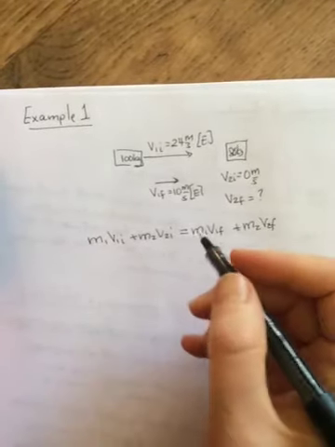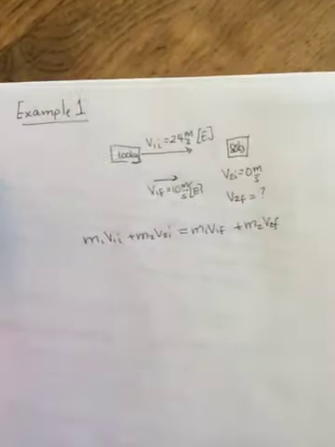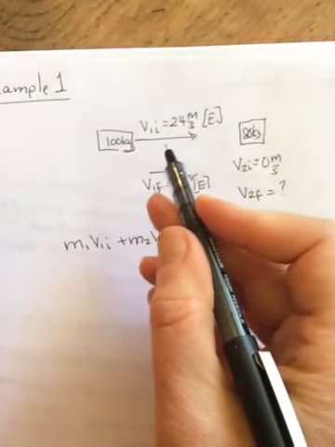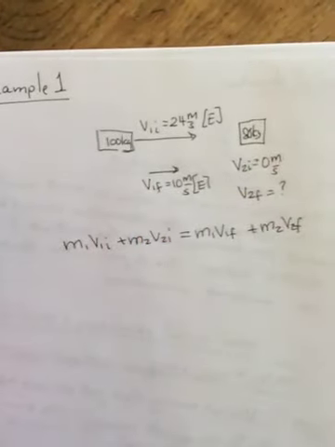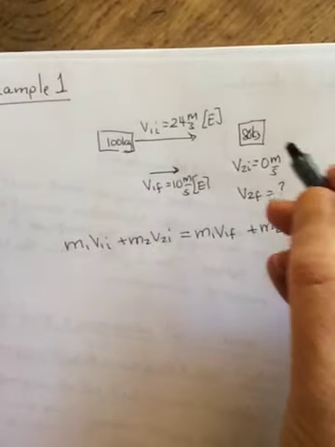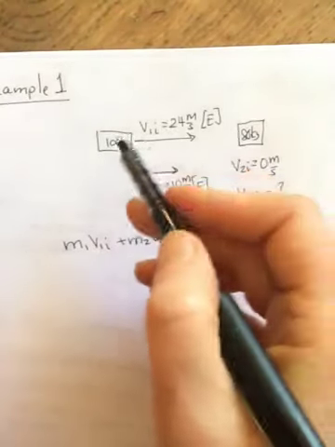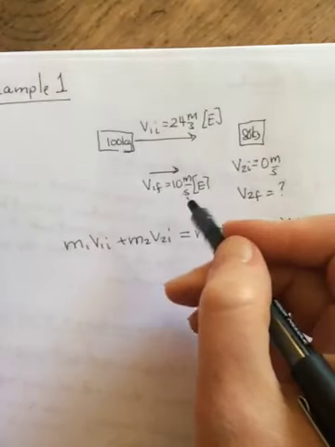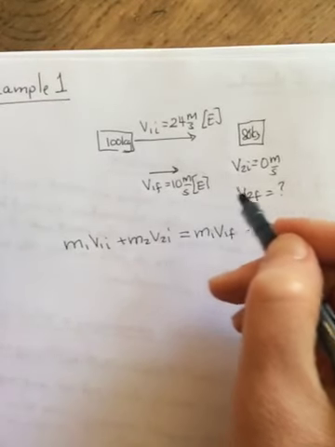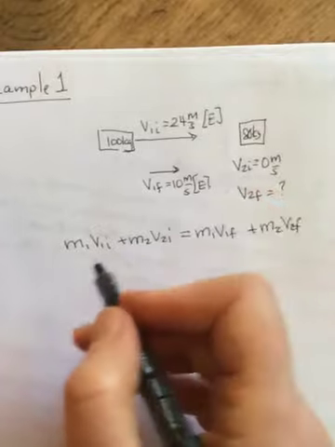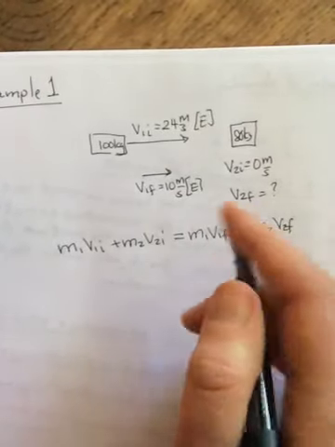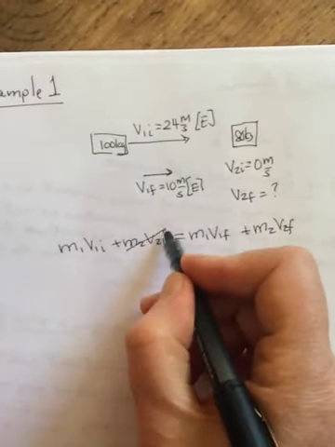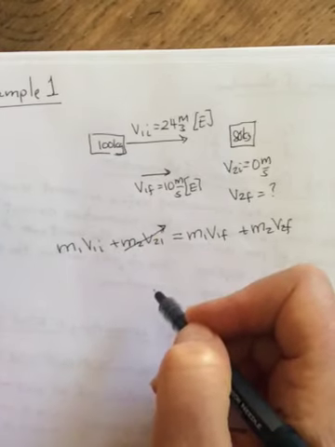Okay, so example 1 that we were on. We had a 100 kilogram cart traveling in and striking an 80 kilogram cart that was initially at rest. The 100 was going 24 meters per second east initially, and after the collision going 10 meters per second east. Okay, so we've written our equation down, and this term disappears because the second cart is not moving initially.